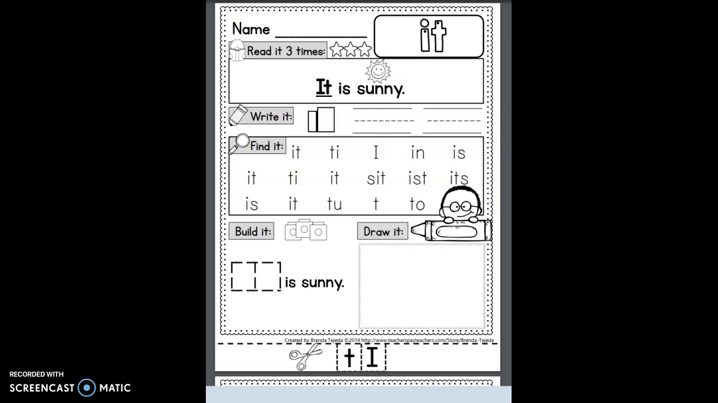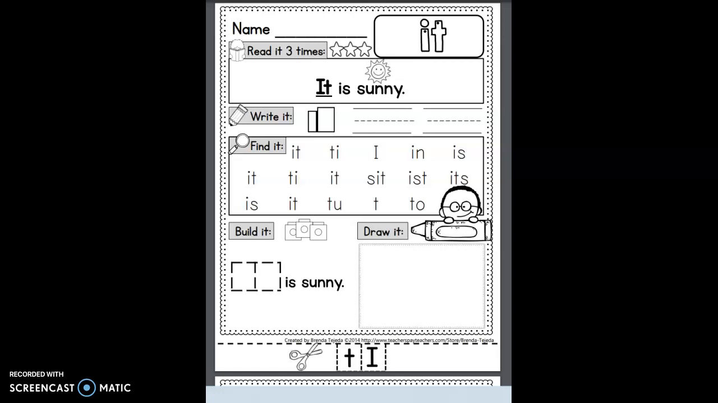Read the sentence 3 times. Color in the star each time you read it. Notice the spacing between the words in the sentence. Notice the capital letter at the beginning of the sentence. Always has to have a capital at the beginning. So the bigger case letter.